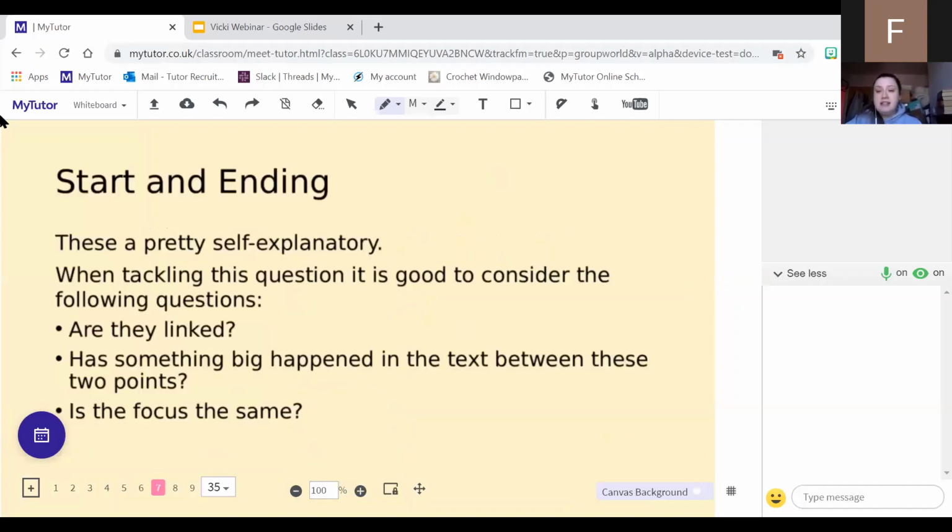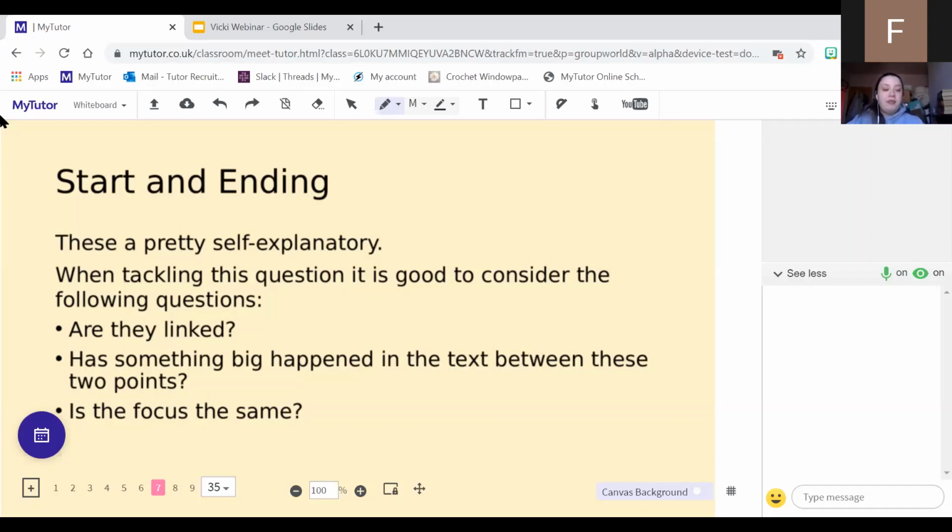So start and ending, they're pretty self-explanatory. I don't need to tell you what a start and what an ending is. I'm sure you all know. So the questions that we could ask when we're actually looking at start and ending is, are they linked? Is there something happening between those 2 points that's really quite explosive, really interesting? Is the focus the same? So if the focus is the same, then perhaps have we got a cyclical structure?